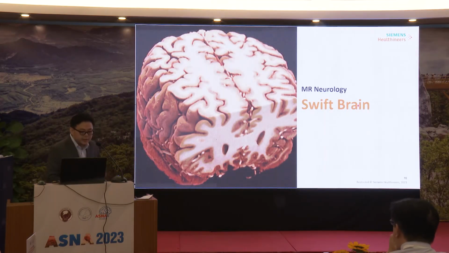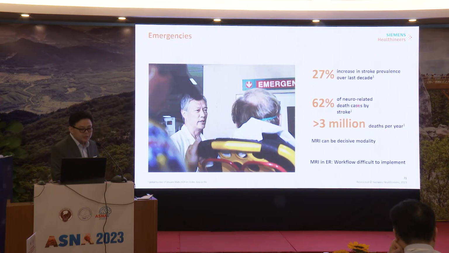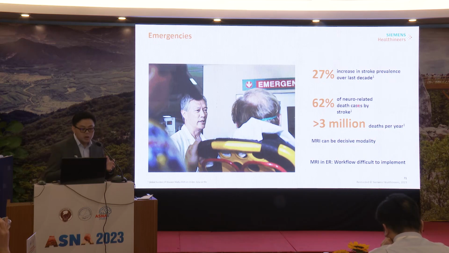Okay, so let's move to the next very interesting application. That is also one of the latest AI implementations in stroke imaging. We all understand there's a statistic showing a 27% increase in stroke prevalence in the last decades, and 62% of neuro-related deaths are caused by stroke, as well as more than 3 million deaths per year. Definitely, MR can help. However, the speed of MR sometimes makes it very hard to implement in the stroke emergency case.